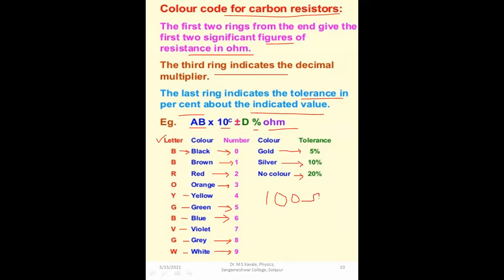Okay, so if we have a gold ring or band on the resistor, then 5% of the 100 ohm, that would be plus or minus. So 5% is the tolerance.